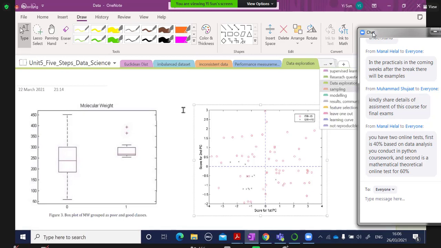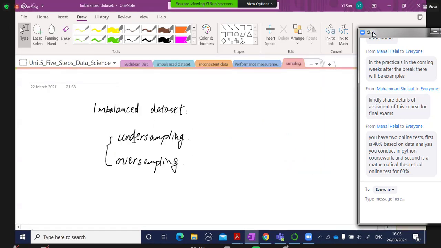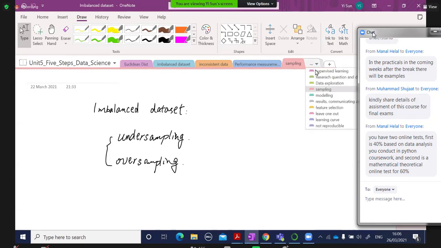So the student in the data exploration stage also did sampling. She used both undersampling and oversampling. Undersampling means removing some samples from the majority class. For oversampling, she used the SMOTE method to oversample the minority class. That we are not going to cover here. I just try to help you understand how an MSc student used those 5 steps in her analysis.